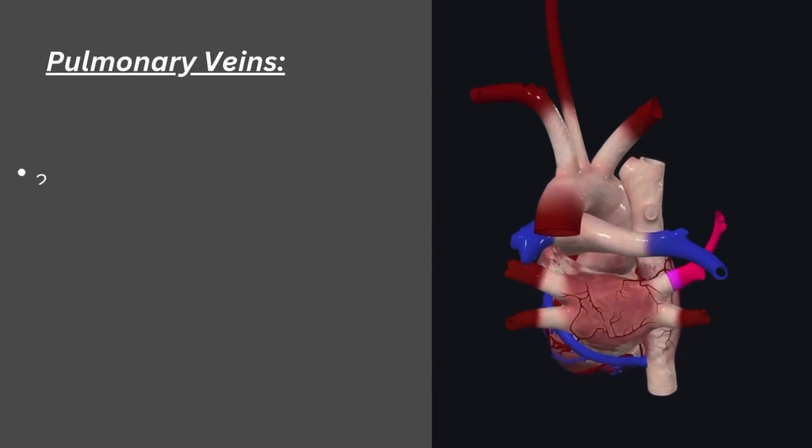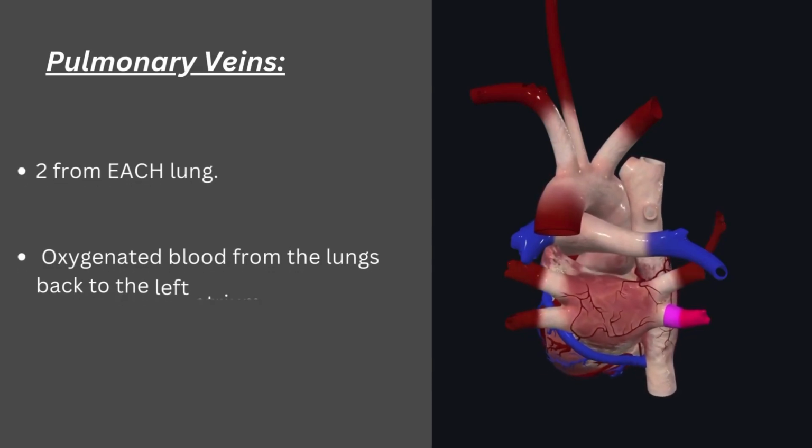Lastly, two pulmonary veins arise from each lung and carry oxygenated blood from the lungs back to the left atrium, ready to be pumped to the rest of the body.